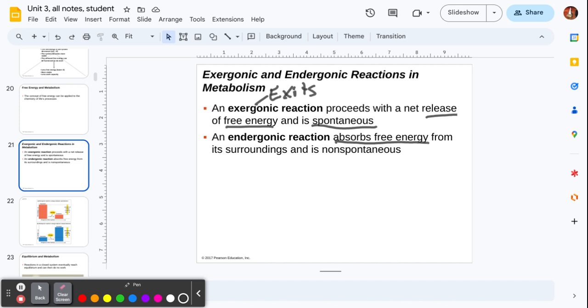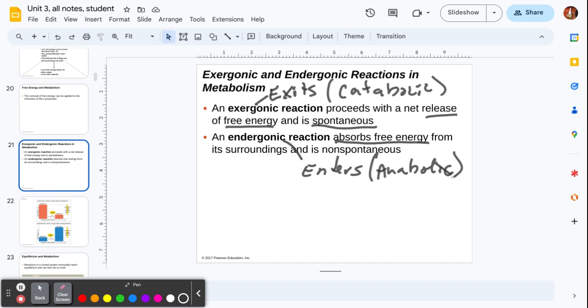So you could also say here, let me write that. Catabolic. And here, endergonic, anabolic. Whoa. Not sure what happened there. Anabolic. Okay.